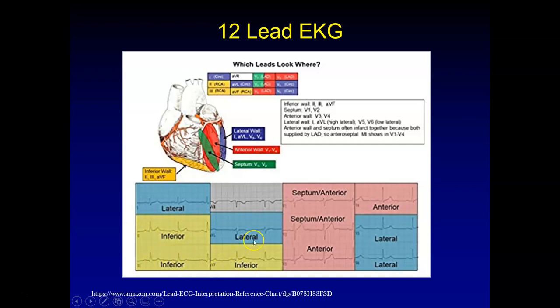I can do two things with this chart. One, I can look straight up and say, oh, hey, look, my inferior wall. So I know my area of infarct. Is it important? Yes. But it's not my left ventricle. Okay, well, that's a good thing. It's still bad. But what I really like is we can even go further.